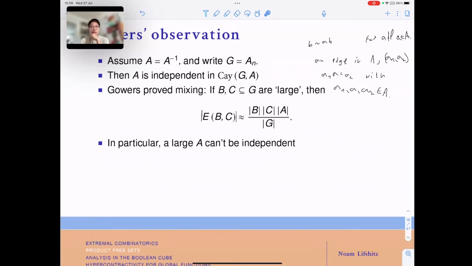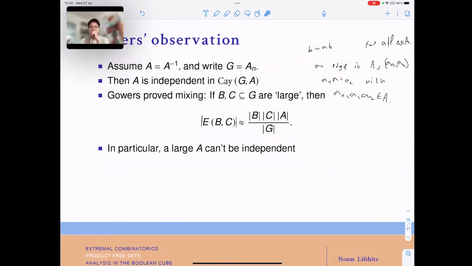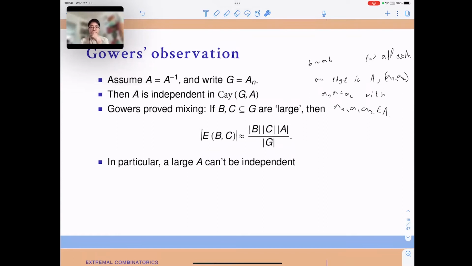And this in particular implies that if we plug in A as B and C, then A can't be independent, because A must contain edges. It must contain, in fact, many edges, as many as a random set. So that was Gowers' idea. And to show this pseudorandomness property, he used second eigenvalues and representation theory.